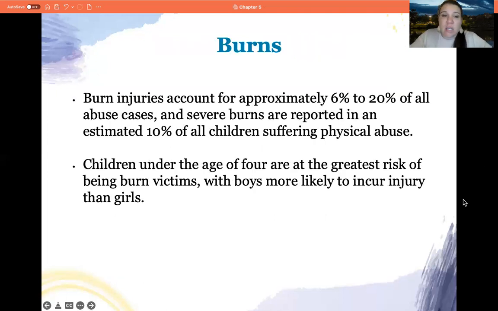Burns. That's the other thing I was going to mention. Burn injuries account for 60 to 20% of all abuse cases, and it's reported and estimated that 10% of all children suffering from physical abuse experience some type of burn. Children under the age of 4 are at the greatest risk, with boys being more likely to receive a burn than girls.